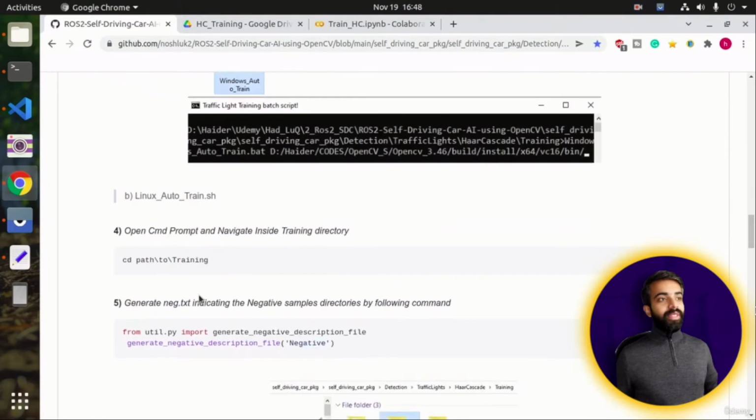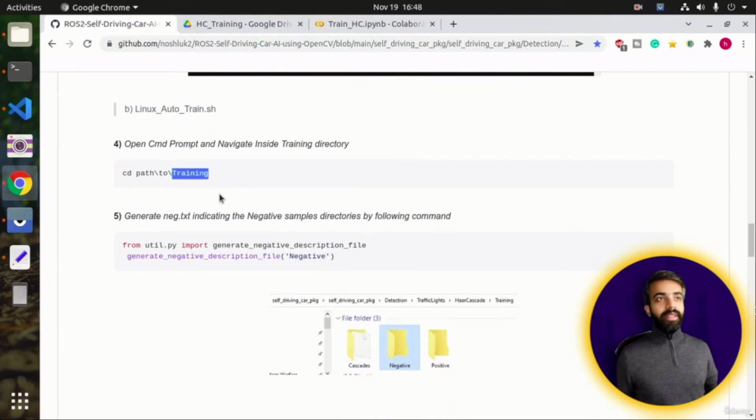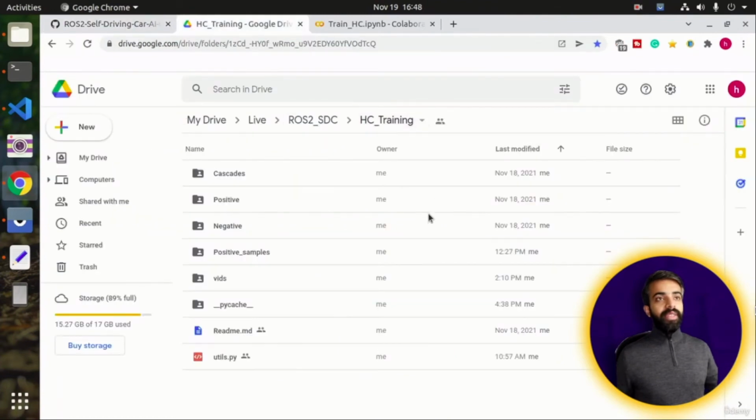So let's do that. The next step is simply to navigate to the training inside the Colab environment. I need to share everything that I have present in this local directory for the Haar cascade training, so that you can perform all the remaining steps inside the Colab environment. So this is the directory that will be shared with you, the Haar cascade training. It contains all the files that are necessary to train the Haar cascade.